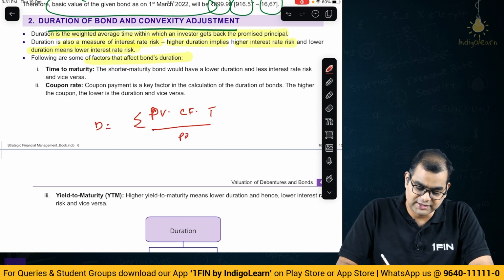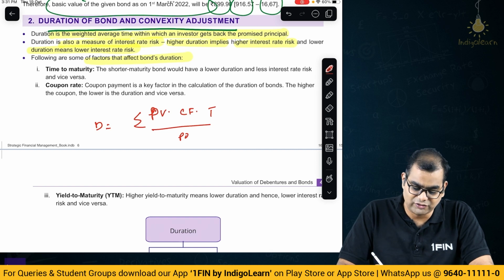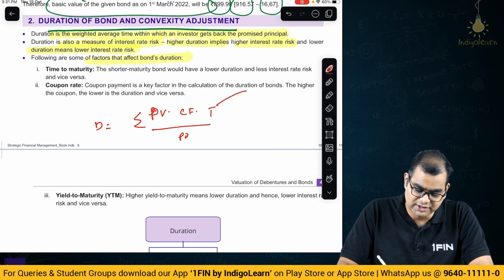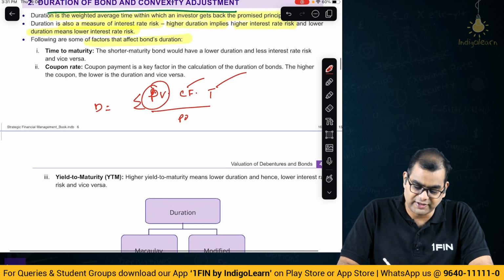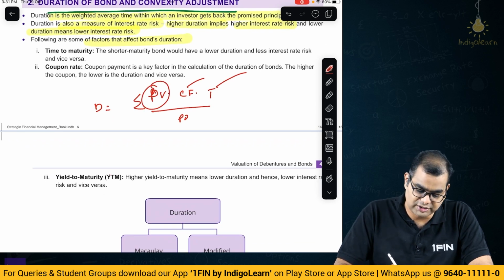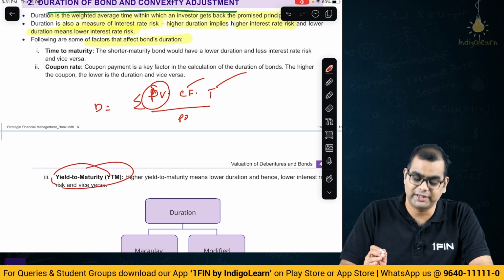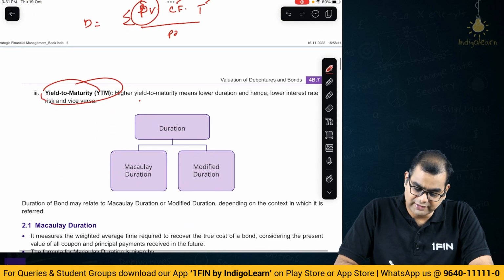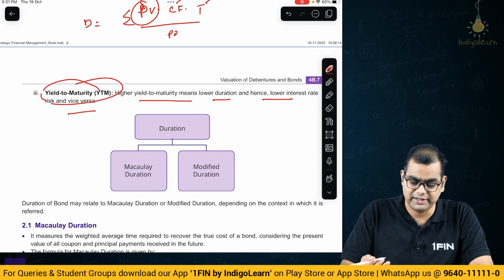So what are the factors that influence duration? Obviously, the first one is time, the second one is cash flow, which is coupon and maturity value, and the present value. How is present value computed? How do you compute the present value factor? By using the yield to maturity, the YTM rate determines it. So higher YTM means lower duration and hence lower interest rate risk, and lower YTM means higher interest rate risk.